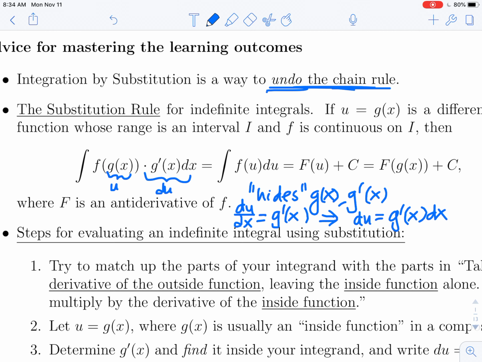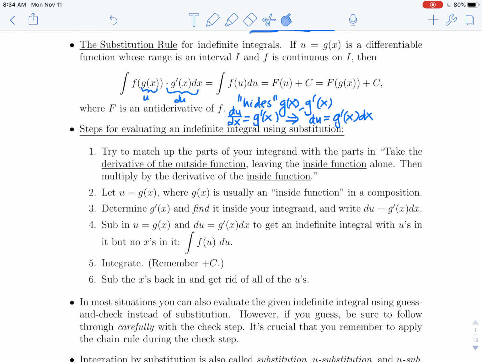Steps for evaluating an indefinite integral using substitution. Number 1, try to match up the parts of your integrand with the parts you get when you take the derivative of the outside function, leaving the inside function alone, then multiply by the derivative of the inside function. And typically the pieces that you're going to be able to spot most easily are the inside function left alone and then the derivative of the inside function. So those are the things that you should look for.